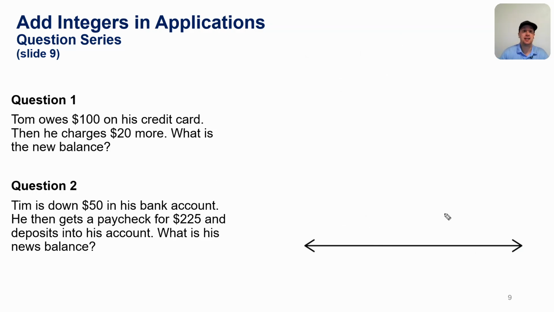Question number 2 reads, Tim is down $50 in his bank account. He then gets a paycheck for $225 and deposits into his account. What is his new balance? So again, Tim is starting $50 in the hole, but in this case, he gets a paycheck. That's income. That's increasing his value. So we're going back to the right, $225 or 225 units. So if I model this on my number line then, I'm at negative 50.